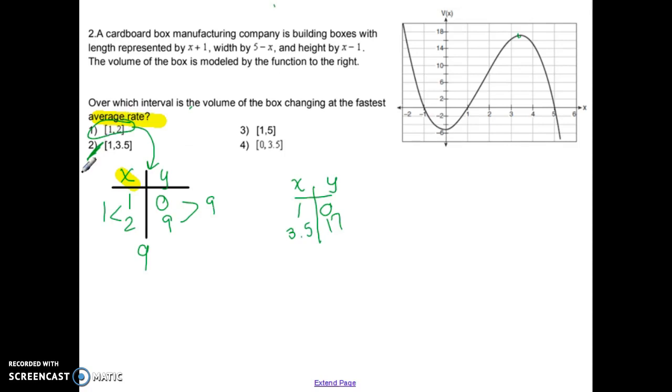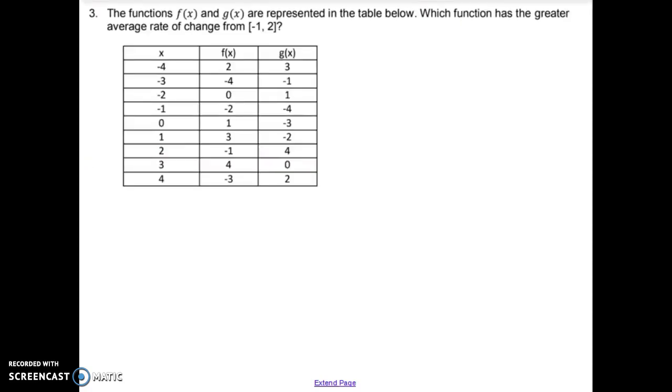Okay. For the next one, we're using the same idea, but you're just using a table, and we want to know which one has the average rate of change that's the greatest. So I want you to circle this one. You're going to save this one to go back to.